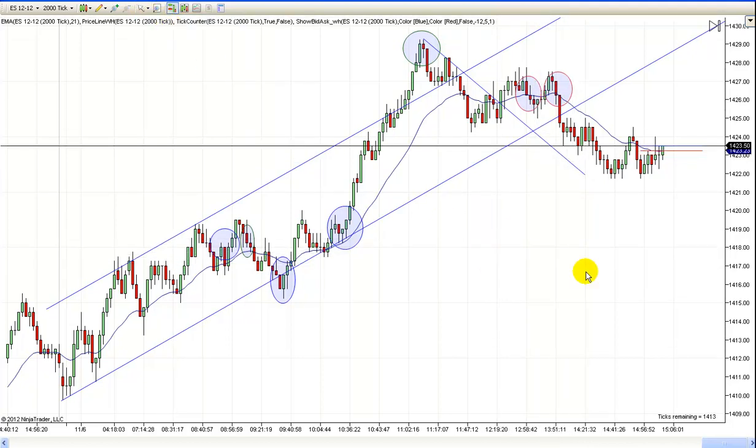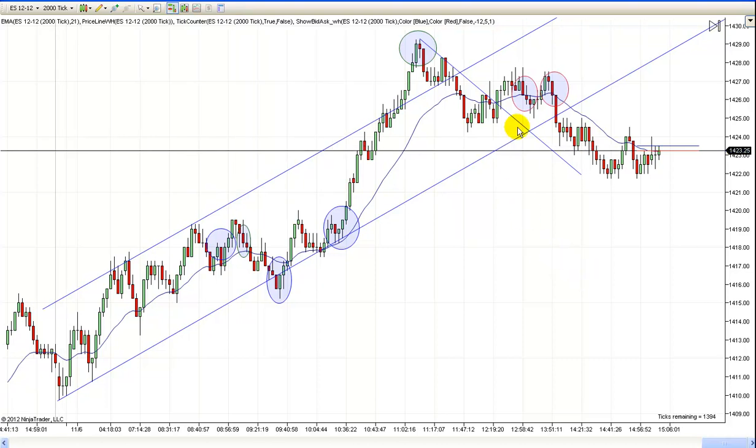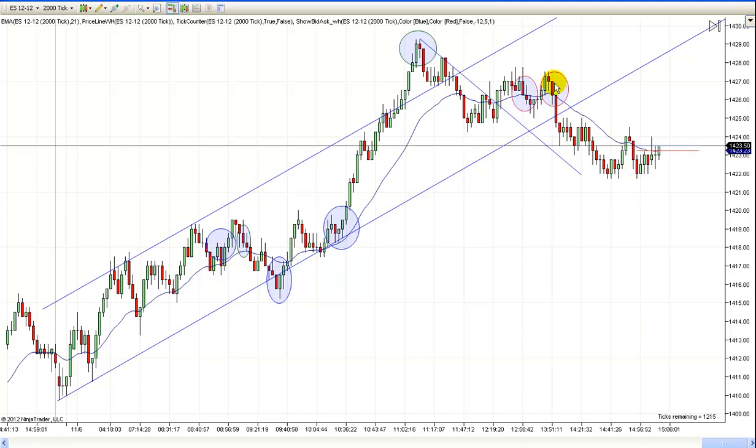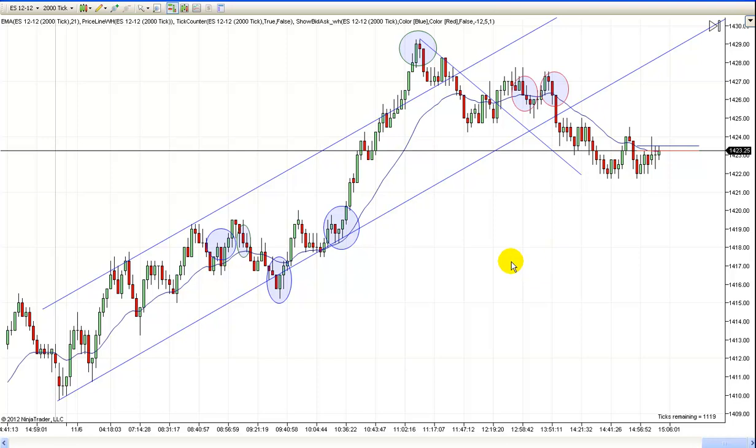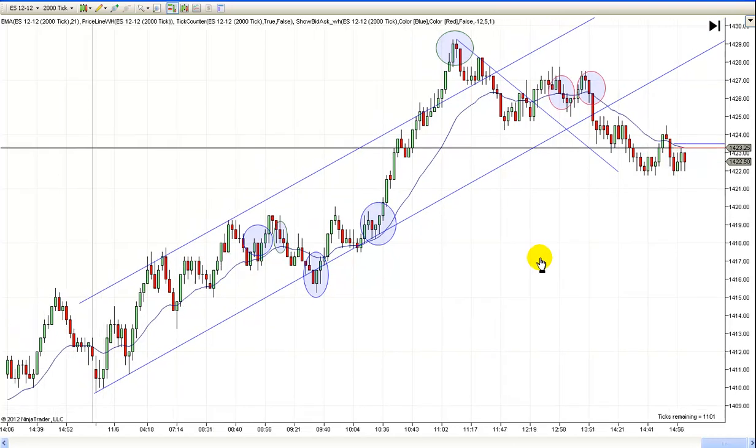But there's just not a lot of entries today, and I didn't take either one of these. I was done trading by then. But I'll explain to you why they were acceptable trades if you did take them.